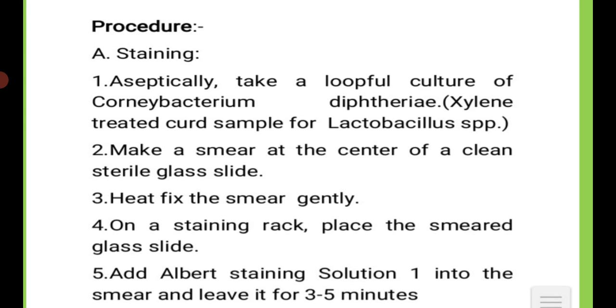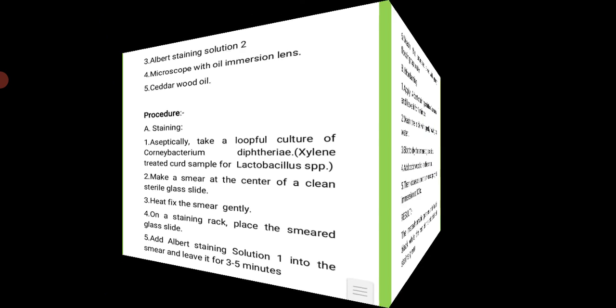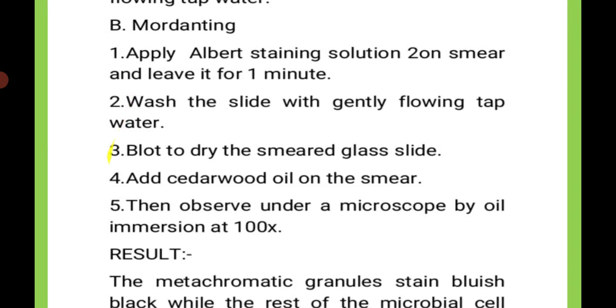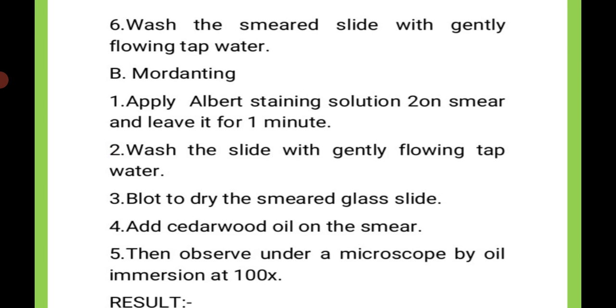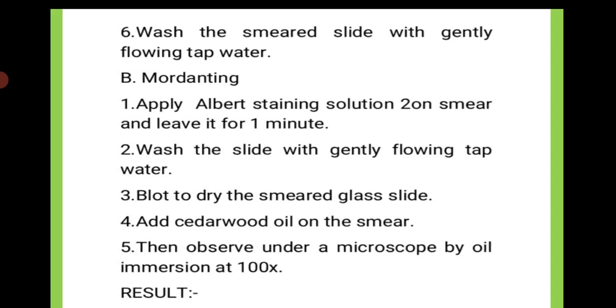Then place the slide on a staining rack. Apply Albert solution 1 on the smear for 3 to 5 minutes. Then wash the slide with tap water. The B point, that is mordanting. For this, apply Albert's iodine solution on the smear for 1 minute. Wash the slide with tap water. Blot to dry the smear. Then add cedar wood oil on the smear and observe under an oil immersion lens.